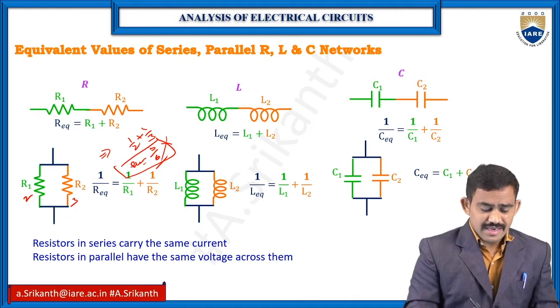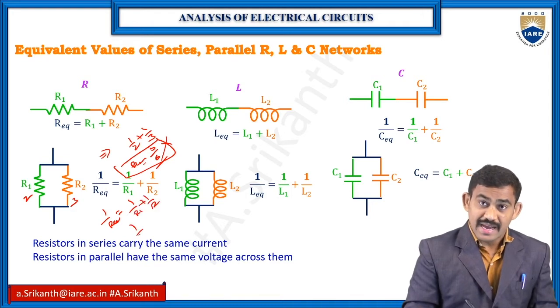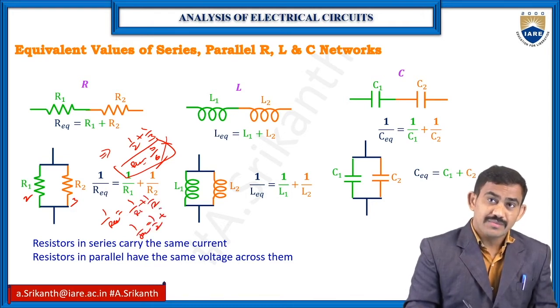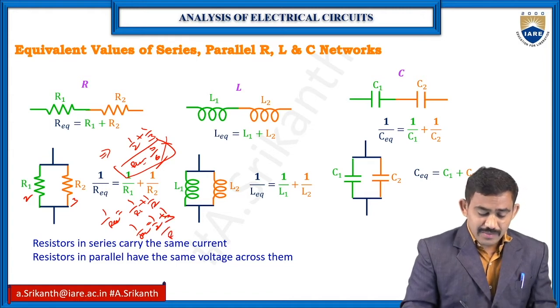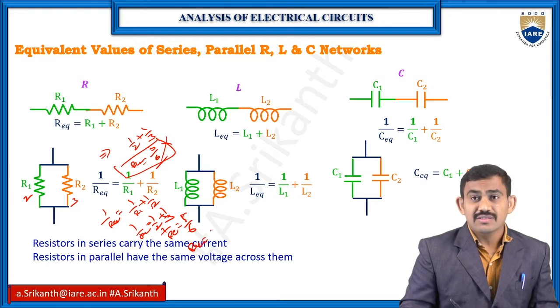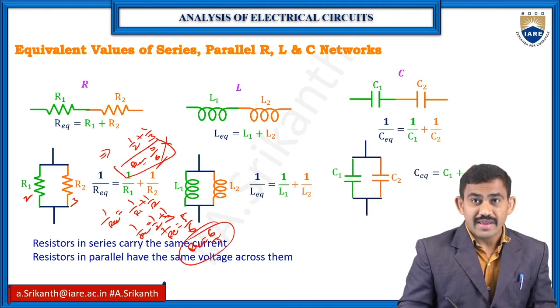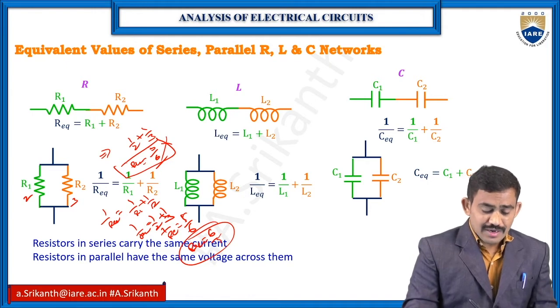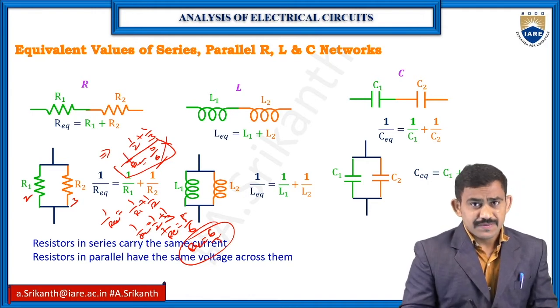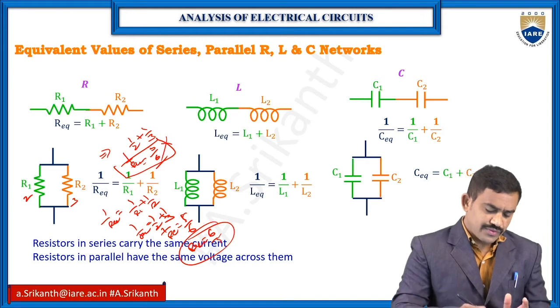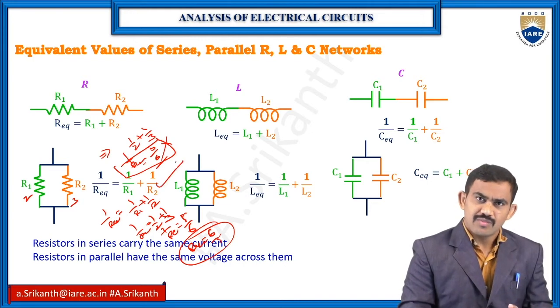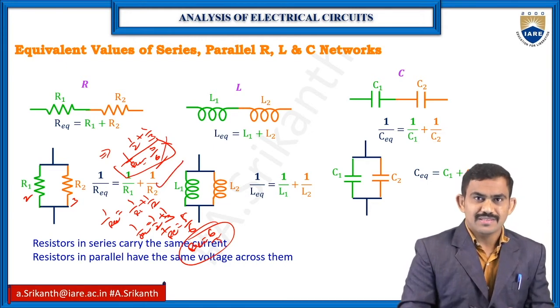Why? Here 1 by R equal to 1 by R1 plus 1 by R2. So 1 by R equal to 1 by 2 plus 1 by 3. So 1 by R equal to 5 by 6, but R equal to 6 by 5, not 5 by 6. Here, this is 1 by R equivalent, not R equivalent. So if you know the formula, just apply step by step.